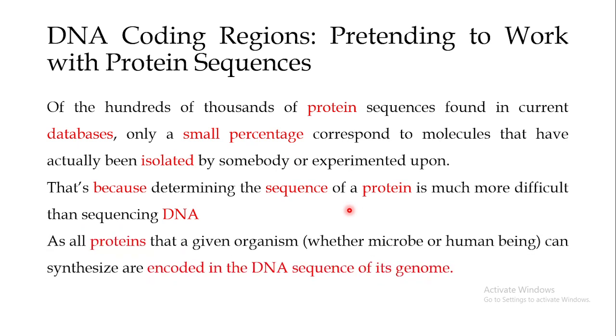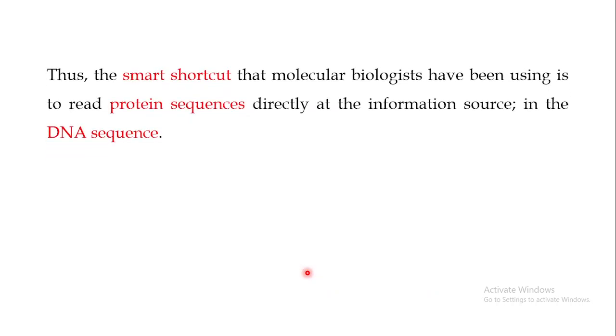As all of the proteins that a given organism, whether we talk about human beings or microorganisms, so all of the protein that a given organism can synthesize, they are actually encoded in the sequence of the DNA of its genome. What this means is that the information is stored in the DNA and then that is translated into the protein. So a very smart shortcut that the molecular biologists have been using is to read the protein sequences directly at the information source, that is in its DNA sequence.